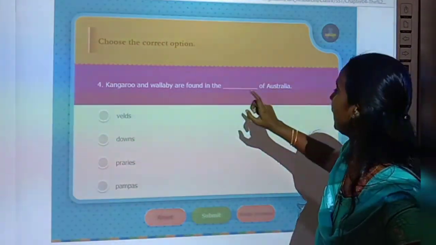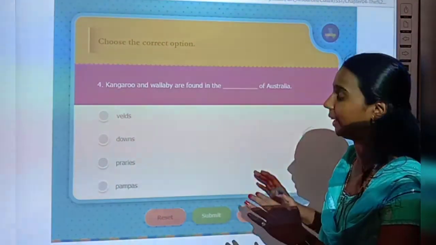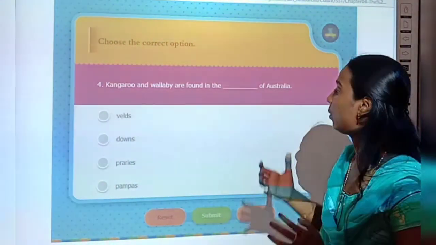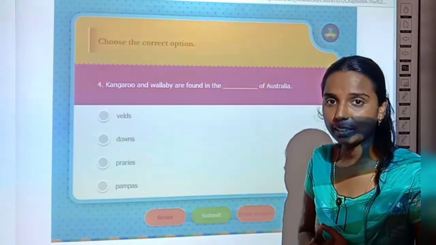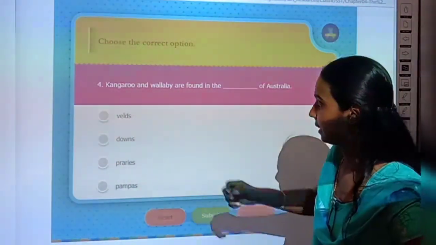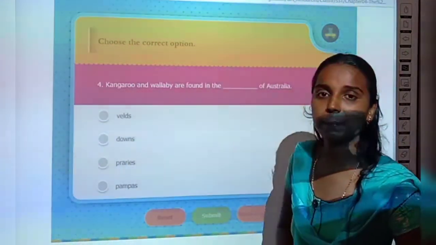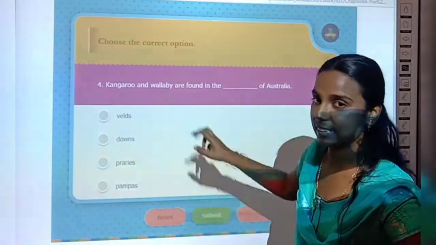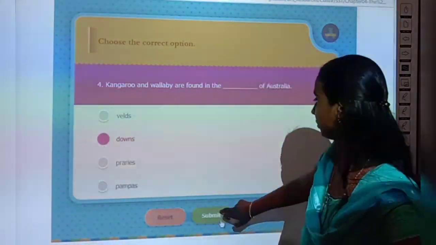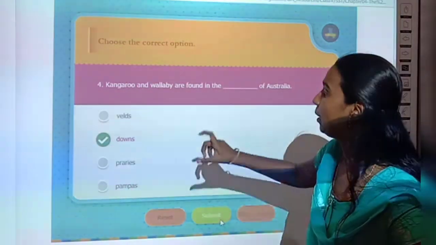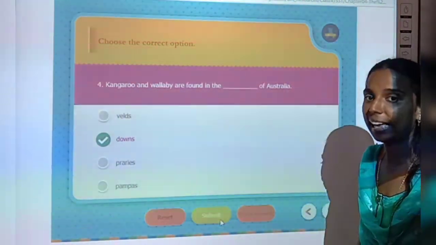Kangaroo and wallaby are found in the dash of Australia. So kangaroo and wallaby, the animals, are found in which grasslands of Australia? So in Australia, what is the name of the grasslands? Yes, whether it is vales, downs, prairies or pampas, which one? Yes, downs, right? Shall we check? Yes, very good. So, kangaroo and wallaby are found in downs of Australia. Very good.